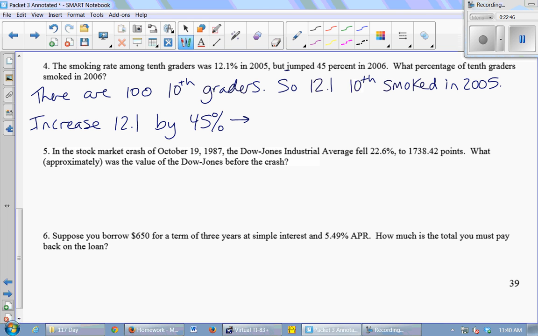Multiply by 1.45, or you can just multiply by 0.45, but then you have to remember to add it to the 12.1. So I say, okay, well, I start with 12.1. To increase by 45%, I multiply by 1.45. Right? The 1 is because we still have 100% of those 12.1 10th graders as smokers, and then we're going to add another 45% to that.